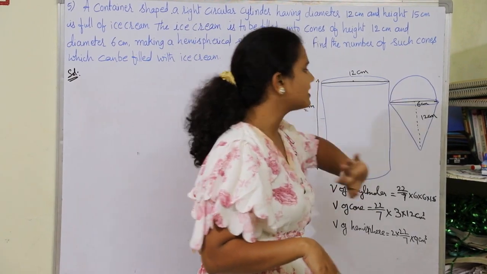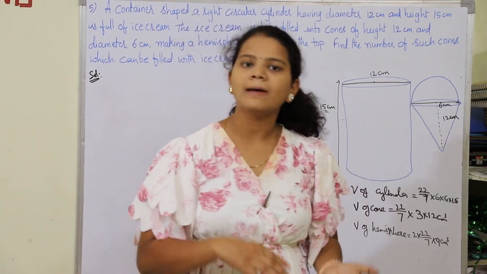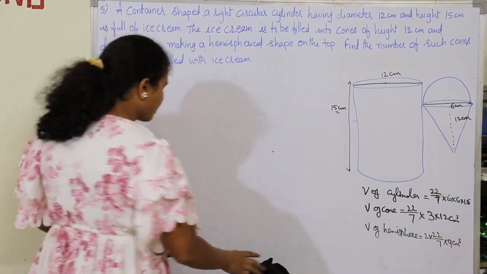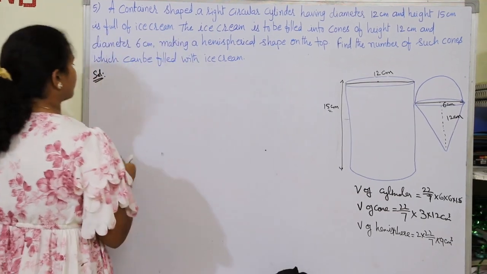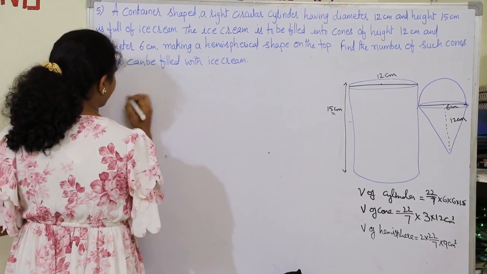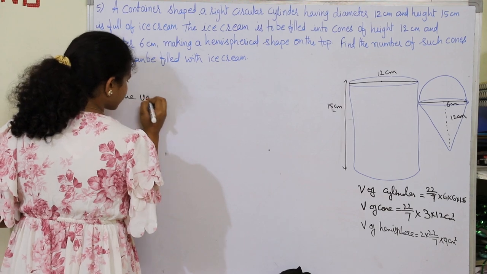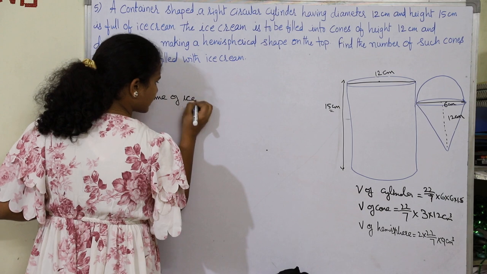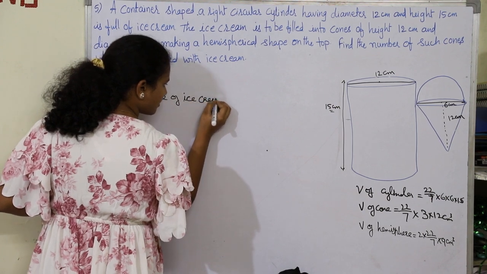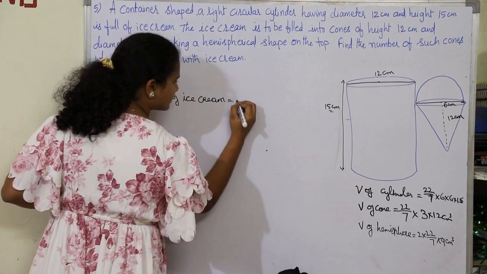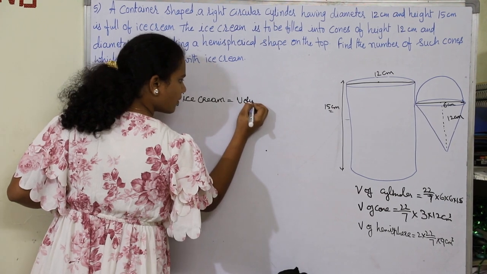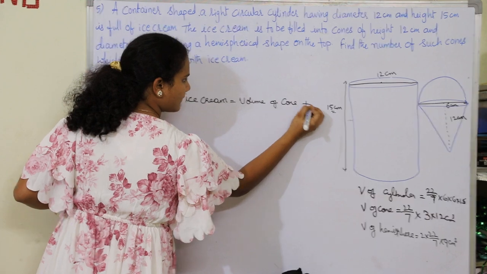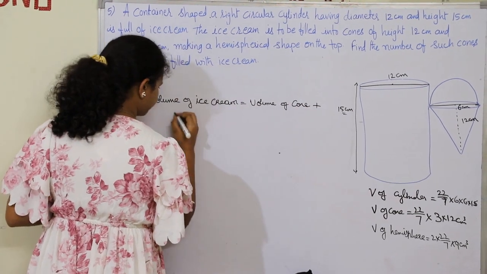So the volume of ice cream is a mixture of cone plus hemisphere, right? So volume of cone plus volume of hemisphere gives us the volume of ice cream. So let me write down here, the volume of ice cream equals volume of cone plus volume of hemisphere.